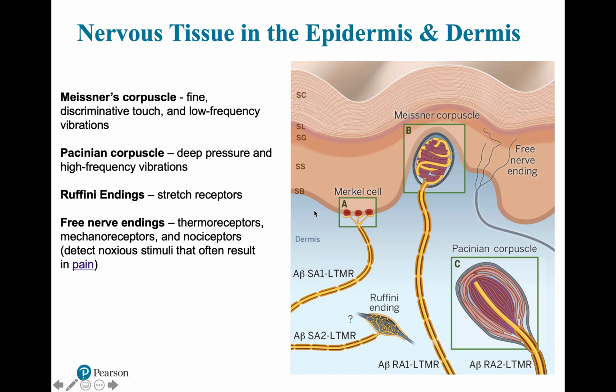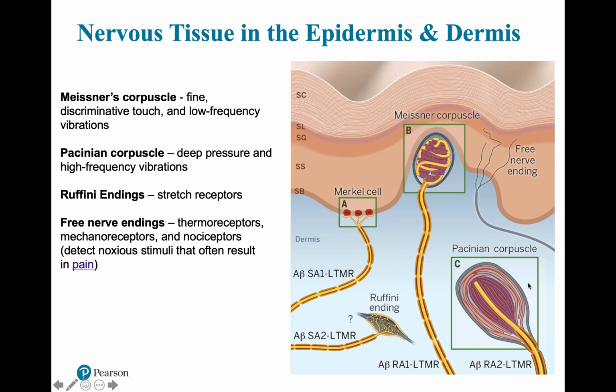Merkel cells, we already talked about Merkel cells. These are actually modified epithelial cells. They're found in the stratum basale. They are also fine touch. They help discriminate textures and shapes as well. That makes sense because they are located actually within the epidermis, so more superficially, it'd be light touch and discriminative touch.